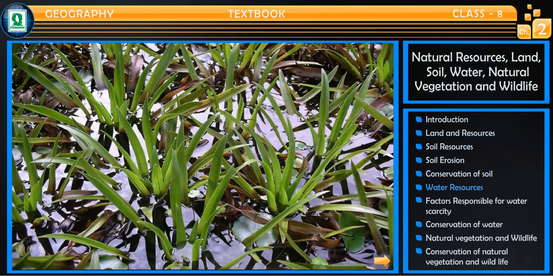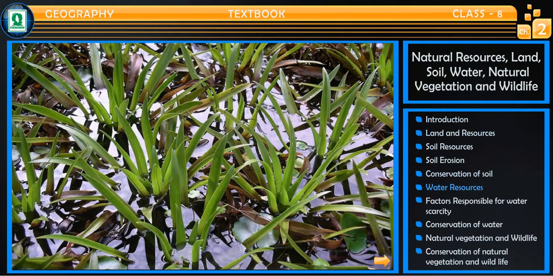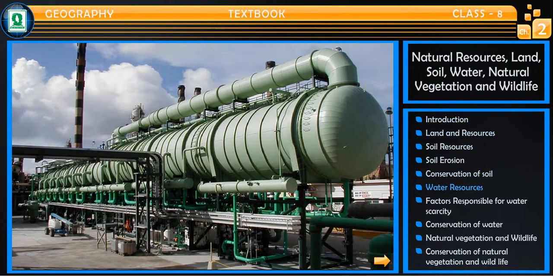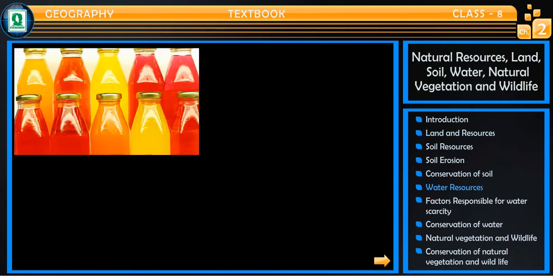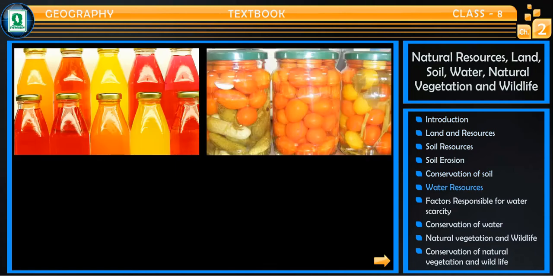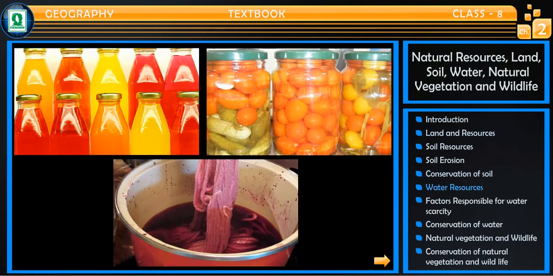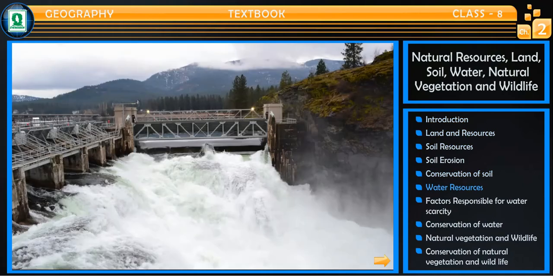Plants depend on water for growth. Water is important for industries. It is used for cooling, cleaning, air conditioning, and even as a raw material in things like beverages, canned food, dyeing, etc. It is an important source of hydropower.